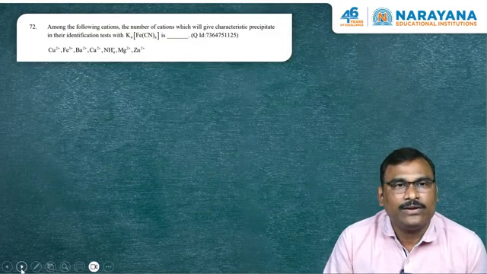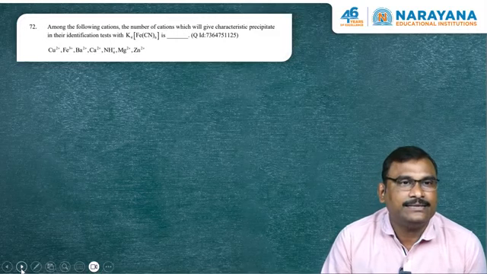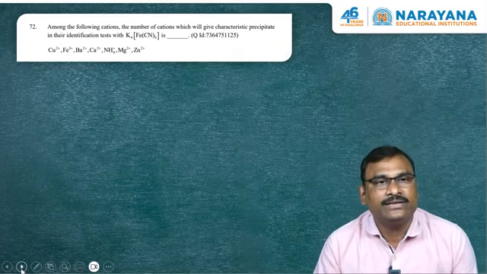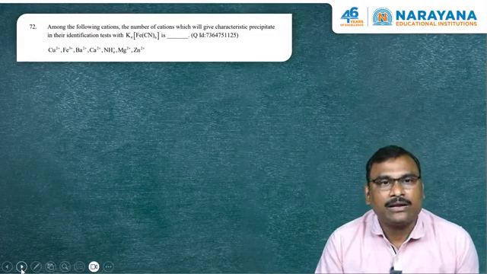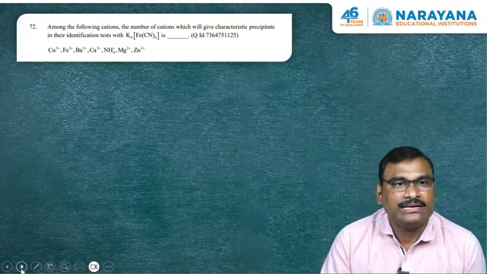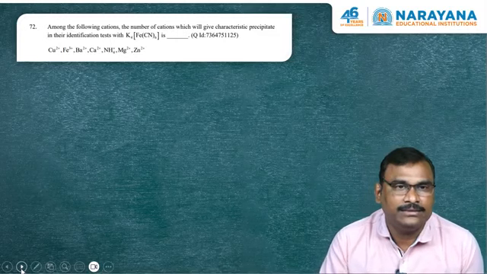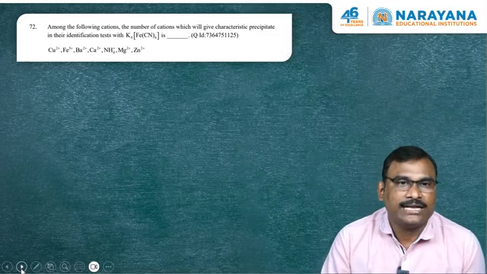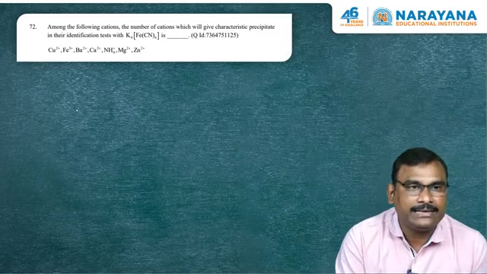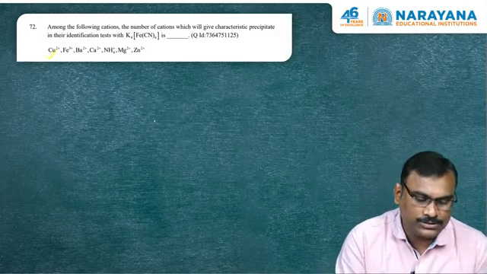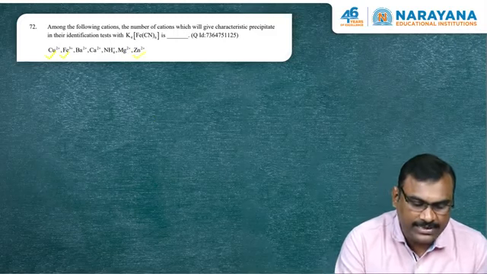Among the following cations, the number of cations which will give a characteristic precipitate in their identification test with potassium ferrocyanide. This question was given from inorganic qualitative analysis, from the different cation identifications. So potassium ferrocyanide will precipitate. According to the NCERT lab manual, potassium ferrocyanide gives precipitates majorly with Cu2+ as well as Fe3+ and Zn2+.